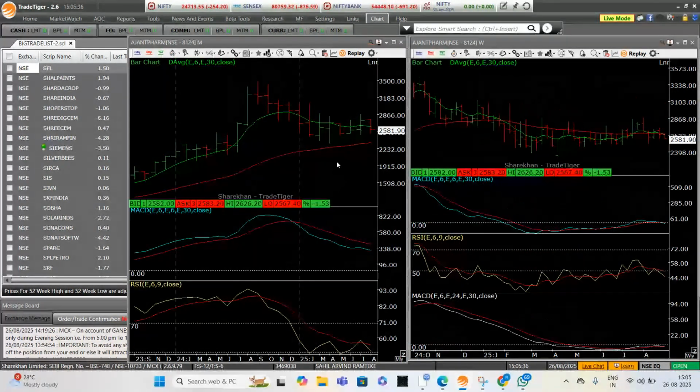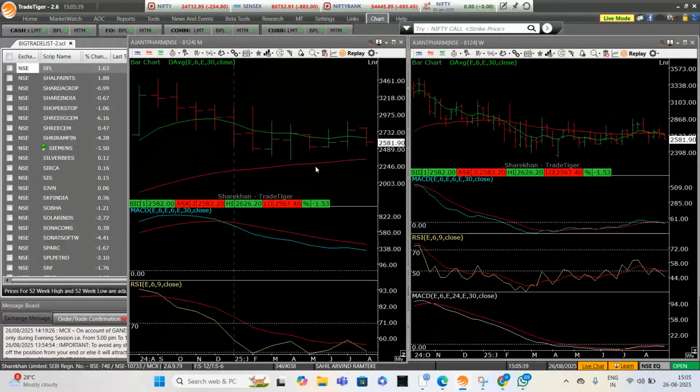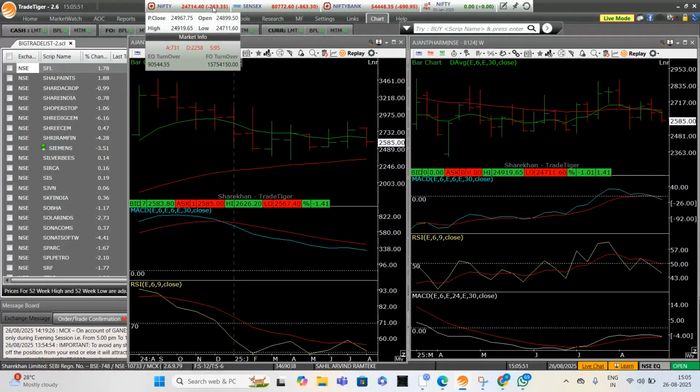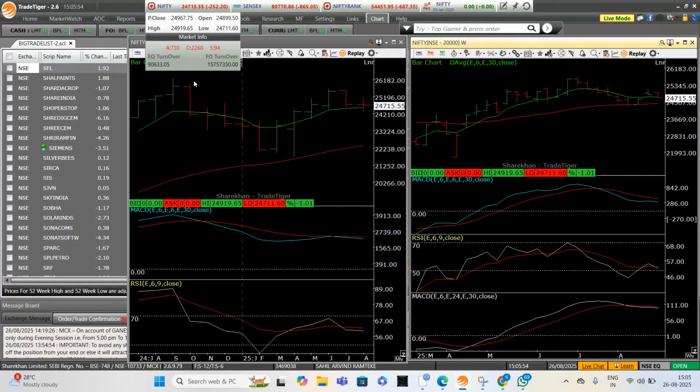Today we are going to start with the strategy. Before that, let me just revise whatever we have learned. So right in front of us, there is an index chart.